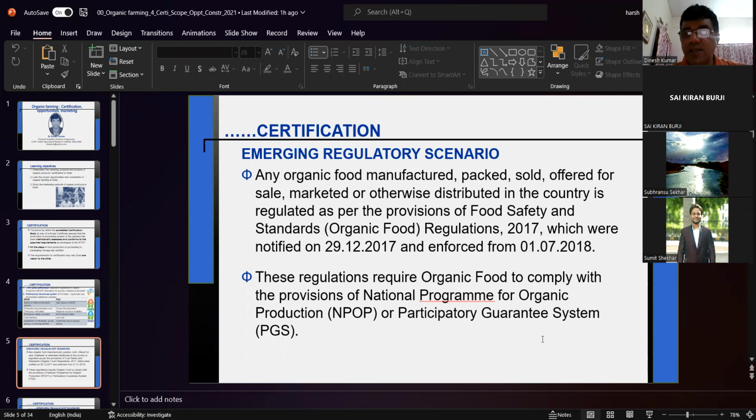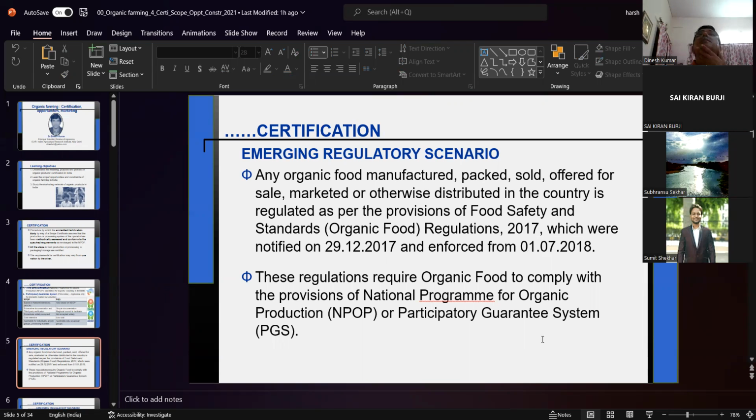To be very simple, if I produce a product by organic method and I did not get it certified either by third party or by PGS, I simply believe that this is my organic product. I produced it by organic method, but I did not get my product certified. So what was happening? Many farmers were selling their product as organically grown product in the market. However, those products were not certified.